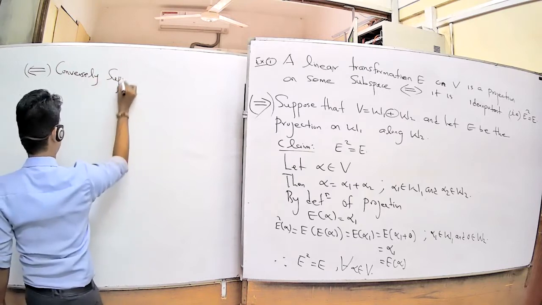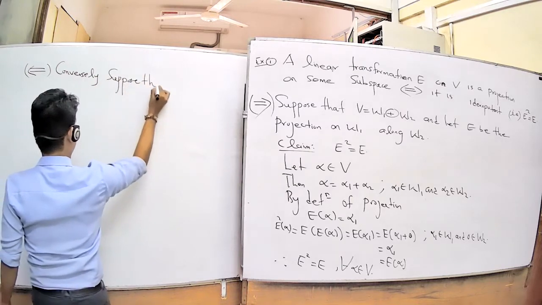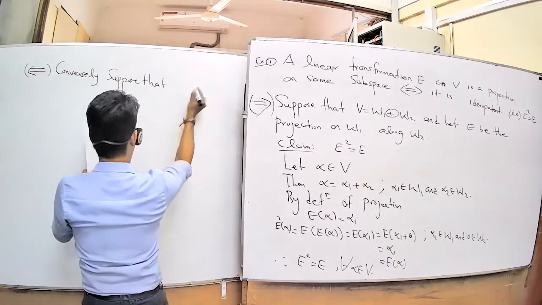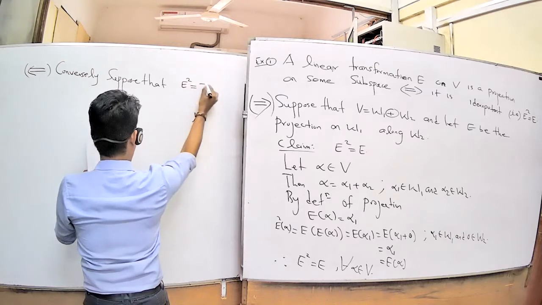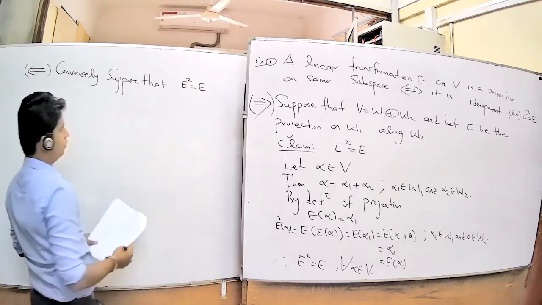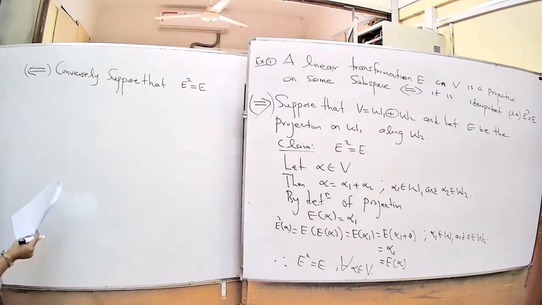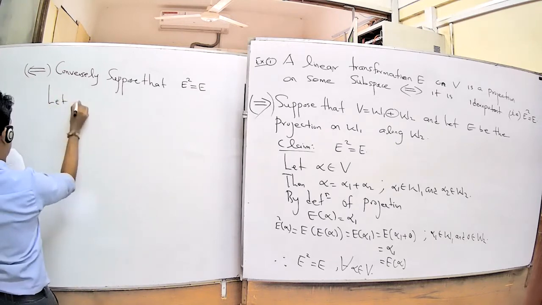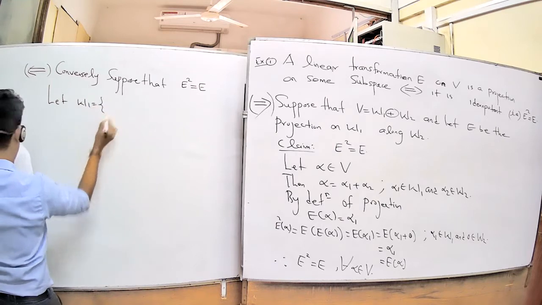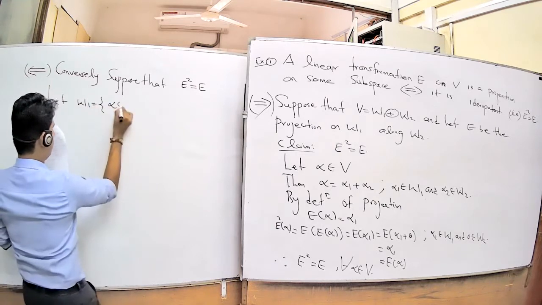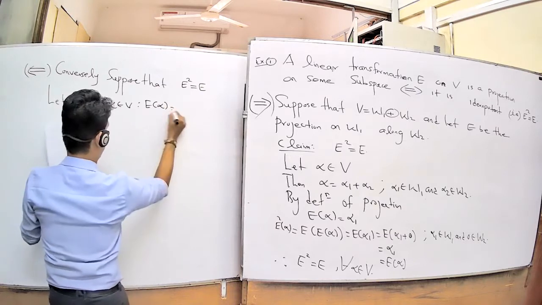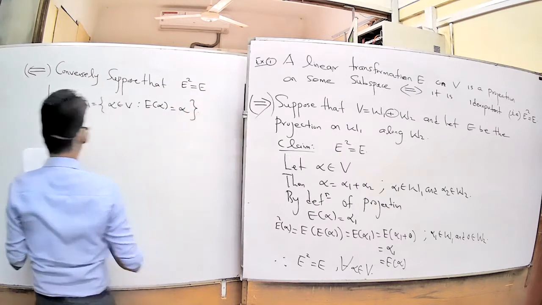Conversely, suppose that you assume that E squared equals E. Now we define the two sets first. W1 is one of the sets. W1 takes the values alpha belonging to B, with the condition E alpha equals alpha. That is your W1 set.